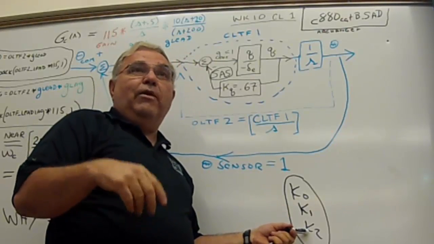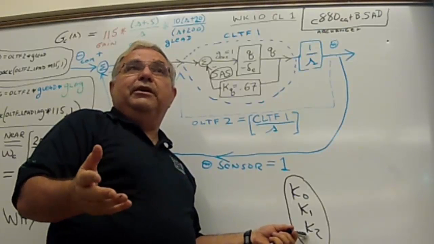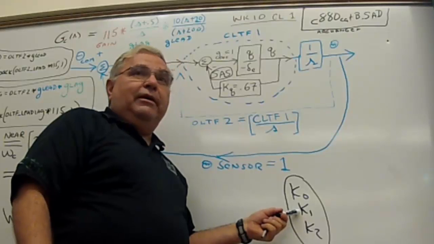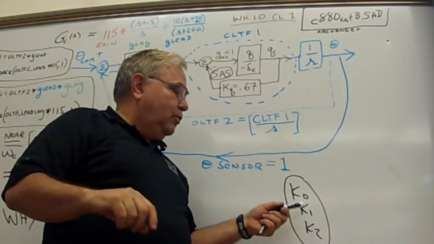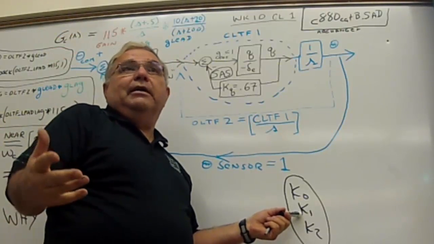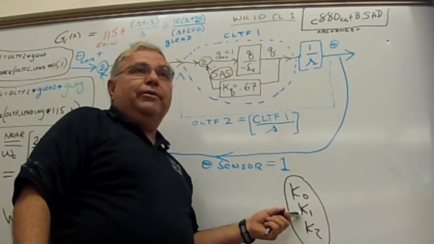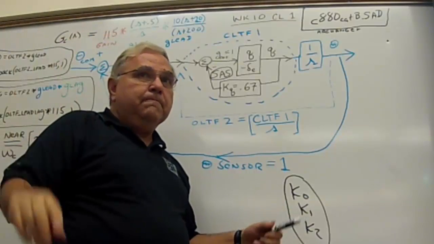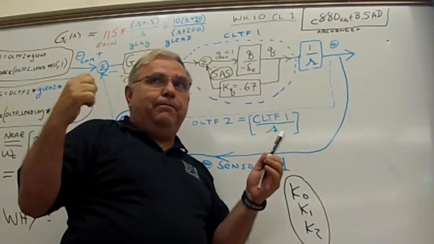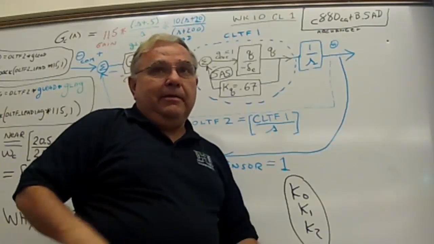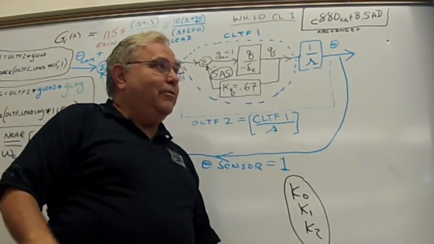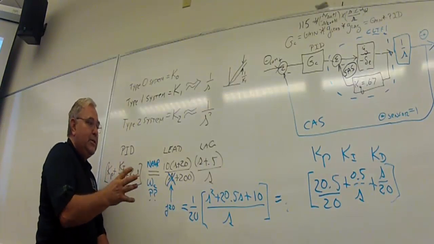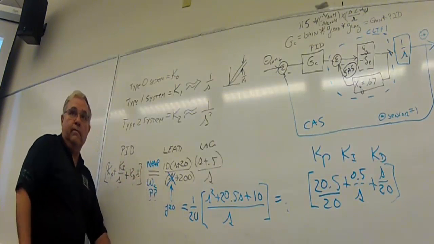A type 0 system will follow a steady state input, if stable, with a finite error. A type 1 system, which has an integrator in the forward loop, will follow a step input with 0 error if the system is stable. And a type 2 system will follow, if stable, both a unit step input and a unit ramp input with no error.